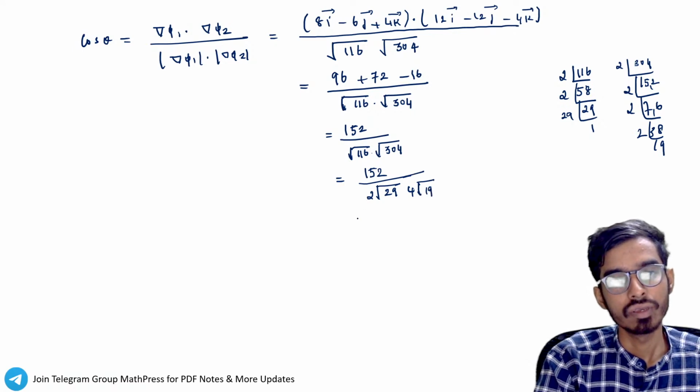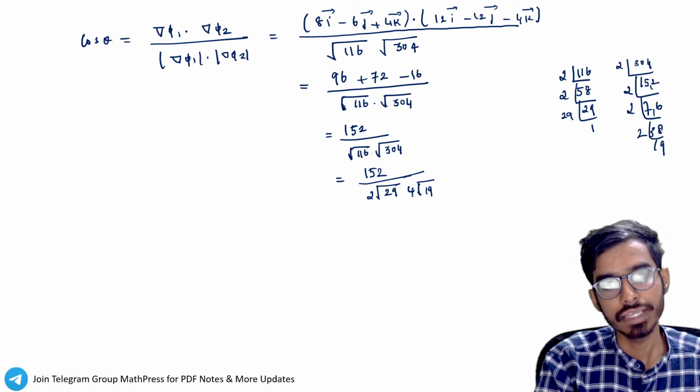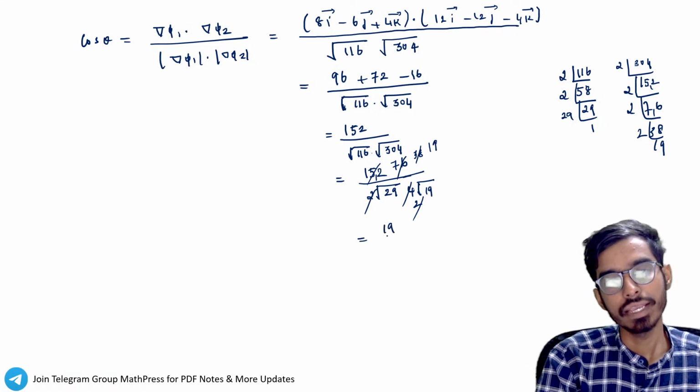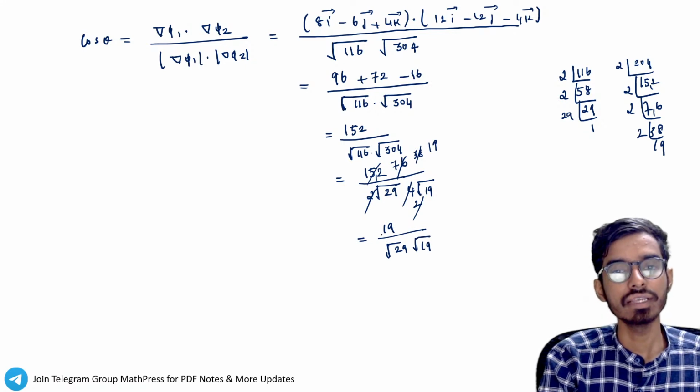4 root 19. So if we cancel this, you will be having 2 into 4 is 8, and 8 ones are 8, balance. So if I cancel this, 4 3s are 12. 2 7s are 14, balance 1, 2 6s are 12, again 2 1s are 2, 38s are, again 2 1s are 2, 19s are, right? So we will be having 19 divided by root 29 root 19, right? This is the required angle.